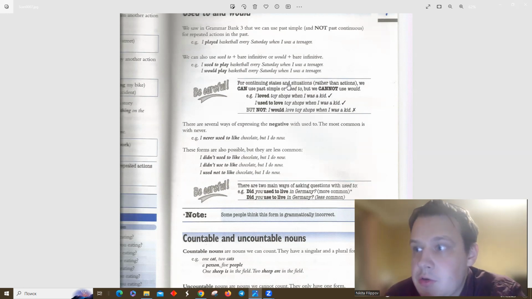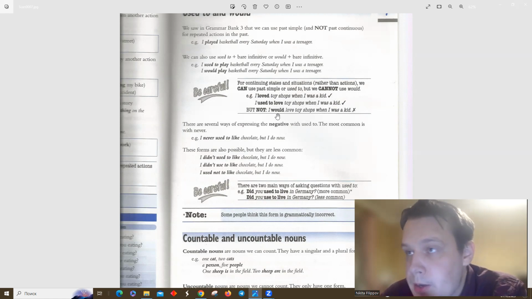If we want to add this meaning of having a habit of loving these toy shops in the past, but most likely not having this habit right now, we should use either "used to" or "would," because they are kind of the same. But the difference is that with the stative verb "to love," we can only use "used to." I used to love toy shops when I was a kid, but not "I would love toy shops when I was a kid." But we can use both of them when we have some active verb.